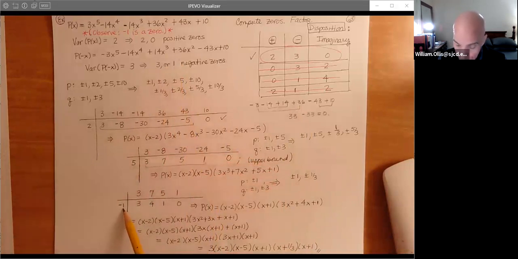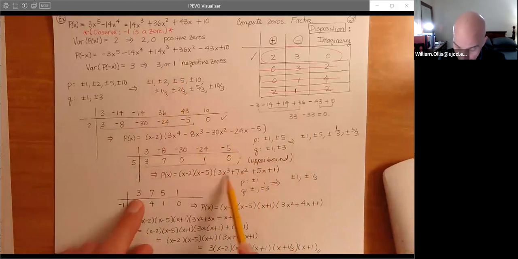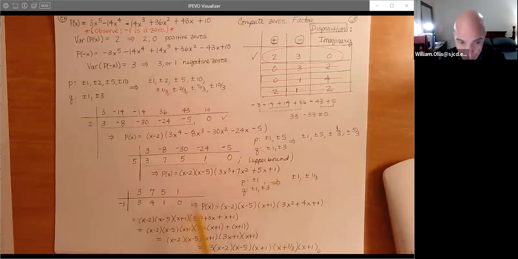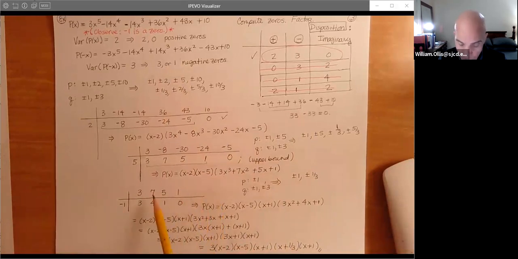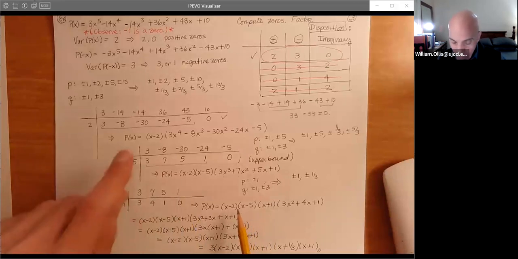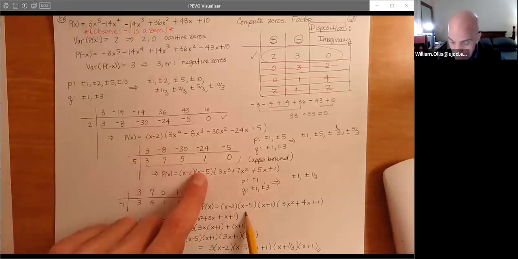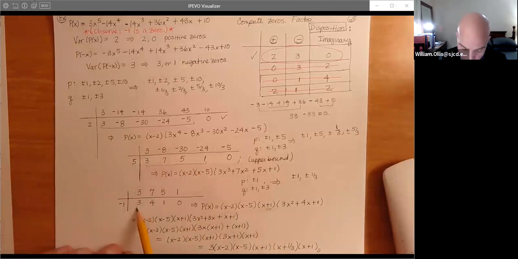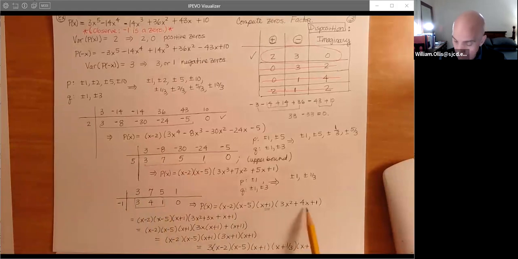So we try -1. Okay, remember 3, 7, 5, 1. Bring the 3 down. 3 times -1 is -3 plus 7 is a 4. 4 times -1 is a -4 plus 5 is a 1. And then 1 times -1 plus 1 is a 0. Shazam. So now we have x minus 2, we have x minus 5, and now x minus the -1, or x plus 1. And our reduced is our friend, because it's quadratic: 3x squared plus 4x plus 1.